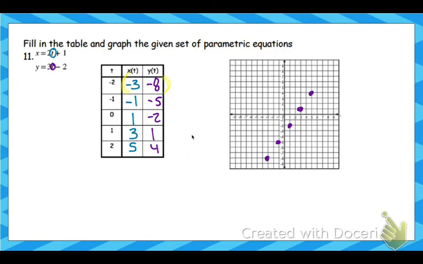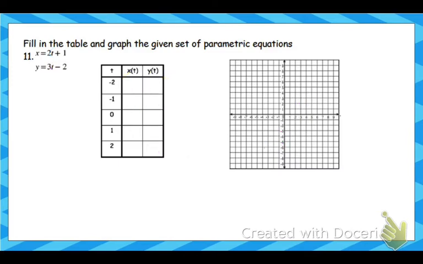Now, the order that we plotted those points in as t got bigger shows us the direction. So we're not just going to connect these dots. We're also going to show the direction in the order that we went in. So I went from negative 3, negative 8, then I went to negative 1, negative 5. I ended at 5, 4. So the direction that I moved, I'm going to put arrows on my graph to show which way I went. So don't forget those arrows. That's what makes this graph different than just a regular line.